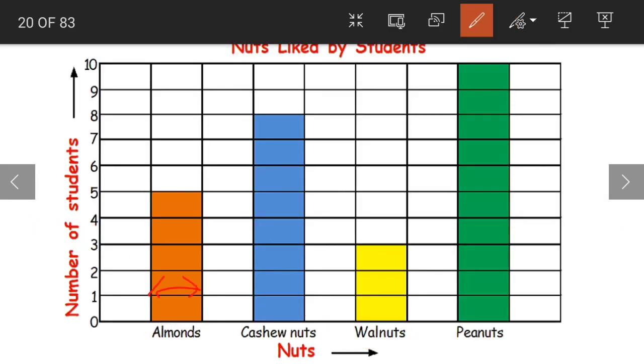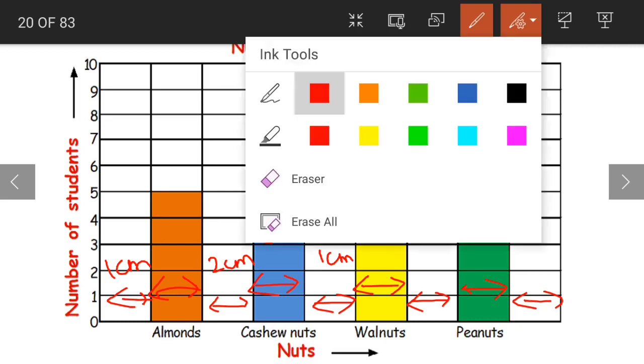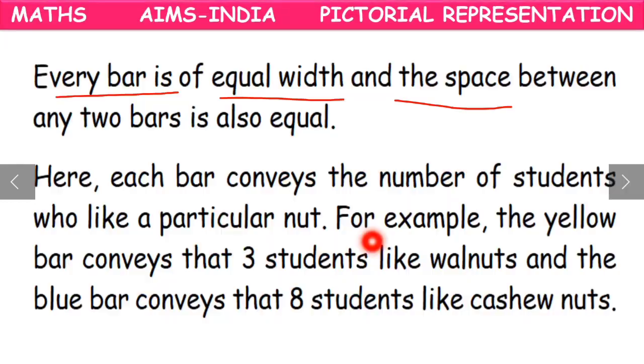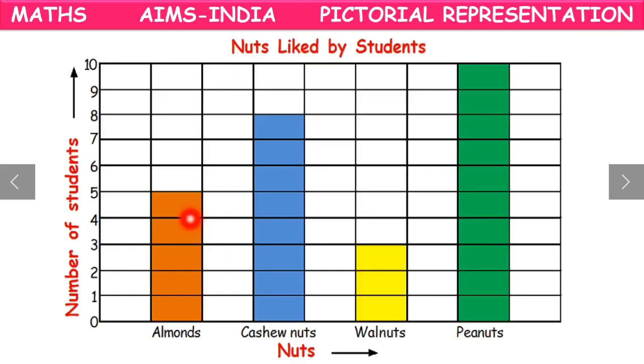This is the width. As I said, the width of each bar should be the same, and also make sure that the space between the bars should also be the same. You should not take 1 centimeter here, then give 2 centimeter gap, then again 1 centimeter. Okay, you should not do like that. The space and also the width of the bar should be the same for all the given bars. And next, what are they saying? That each bar conveys the number of students who like a particular nut.